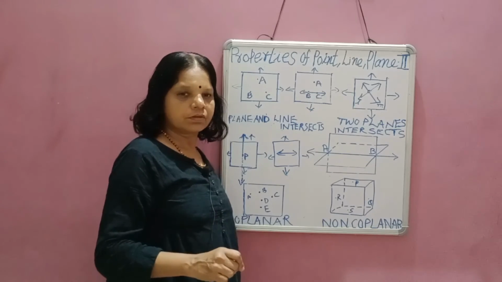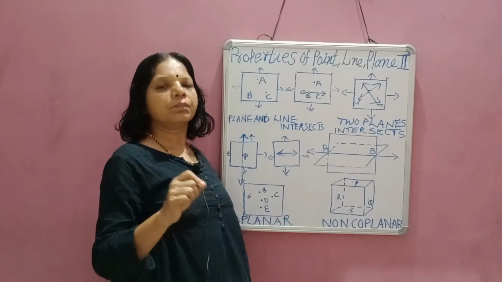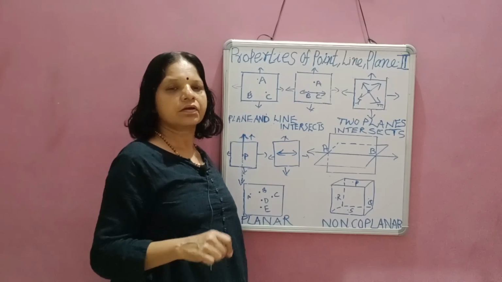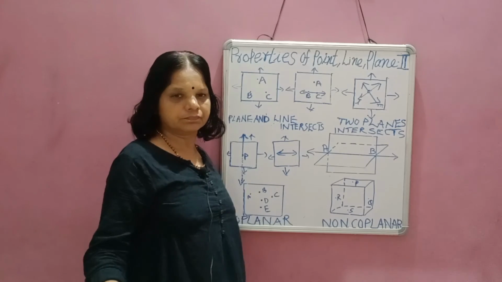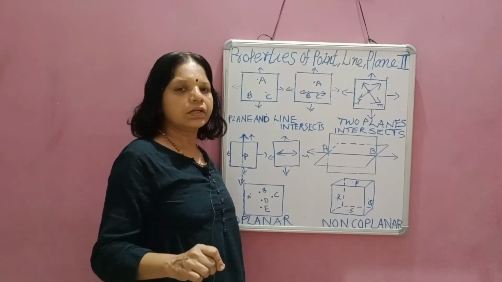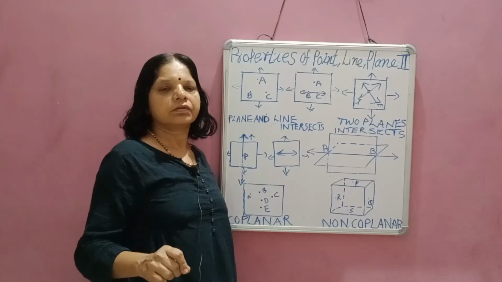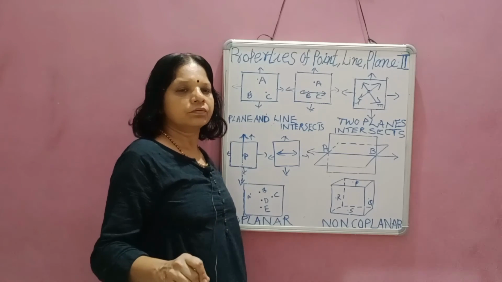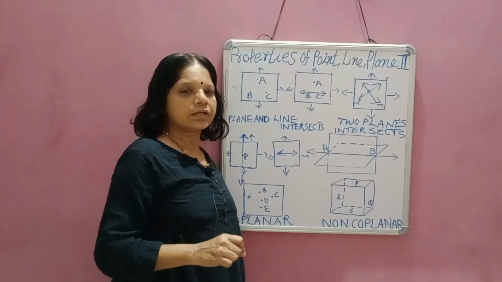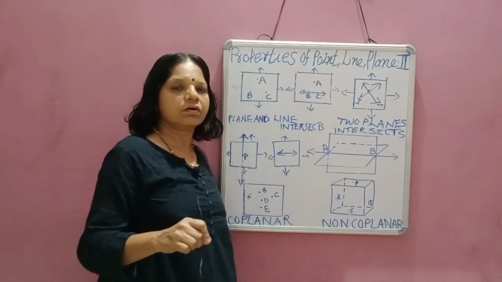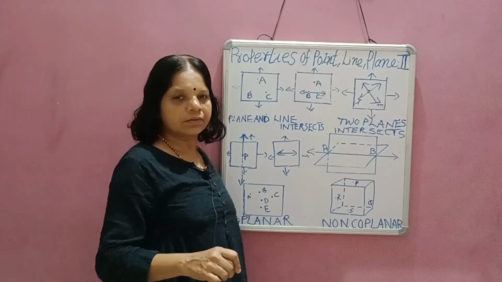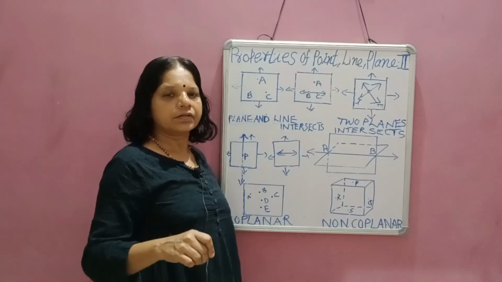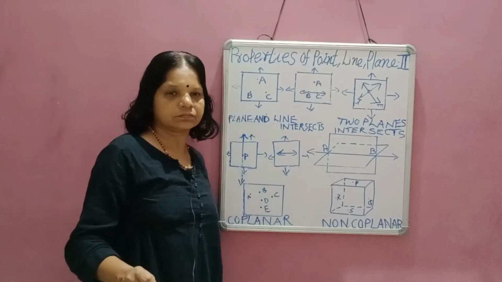One more assignment. Mark 4 points such that no 3 of them are collinear. How many lines can be drawn passing through all the pairs of points? Do the assignment, find the answer, and write the answer in the comment box.